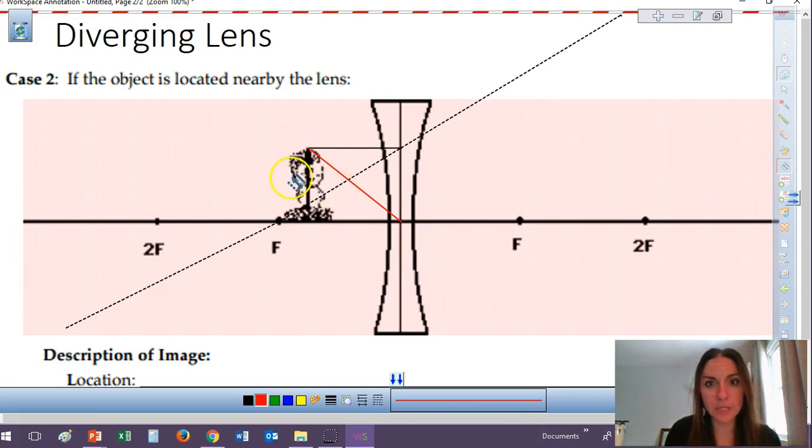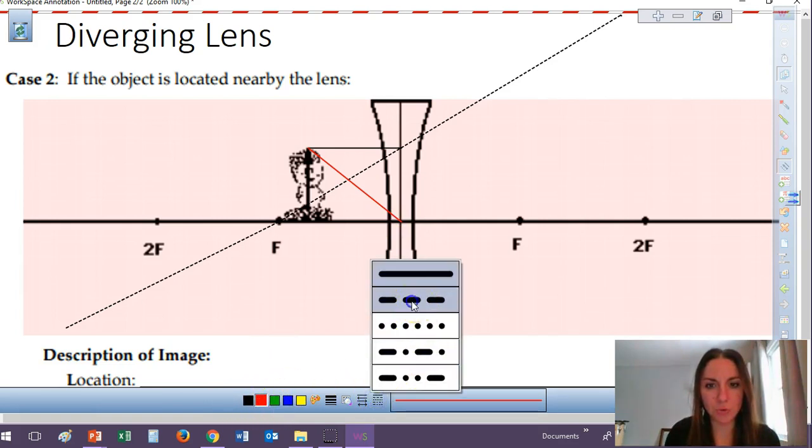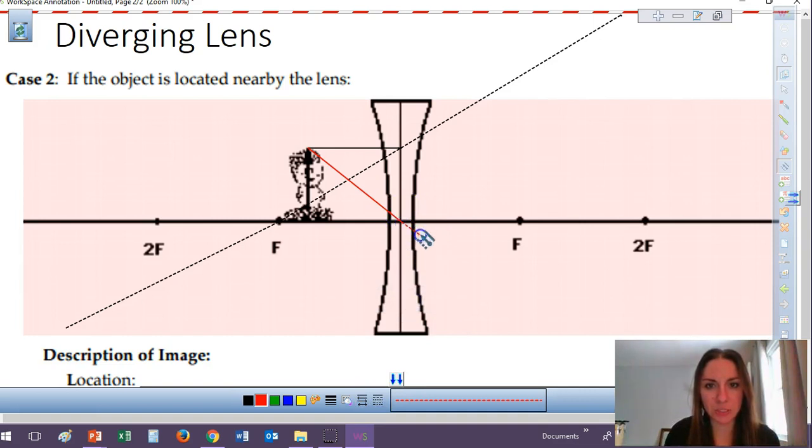If we go through the center of the lens, the rule is that it hits it just at the right spot, so there's actually no diffraction. So it just continues out at the same angle like this. And I think that's the same angle. Doing it as best as I can.